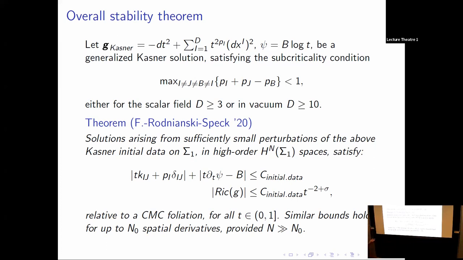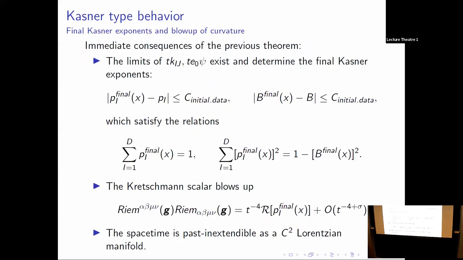Okay. And as a direct consequence of these bounds, you can prove that T times K and T times the time derivative are not just bounded, they have a limit. And the eigenvalues of this limit for T times K give you the Kasner exponents, the final Kasner exponents. And the limit of this gives you the final linear order coefficient of the scalar field.